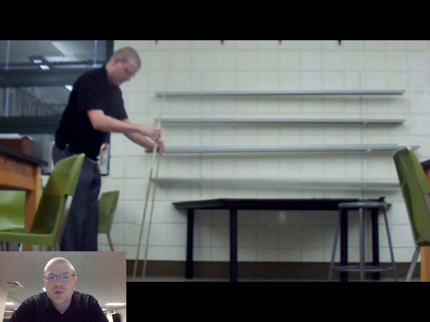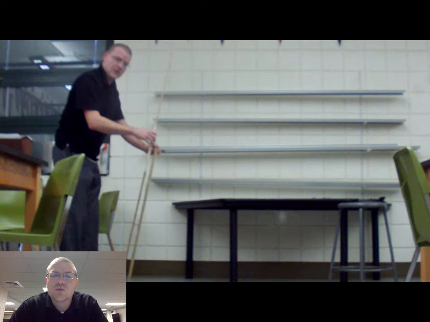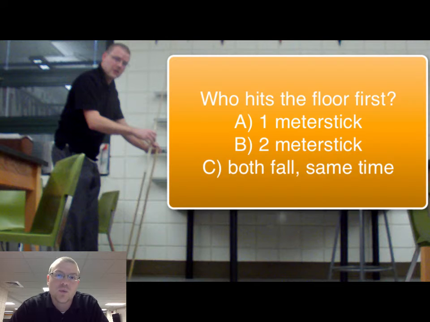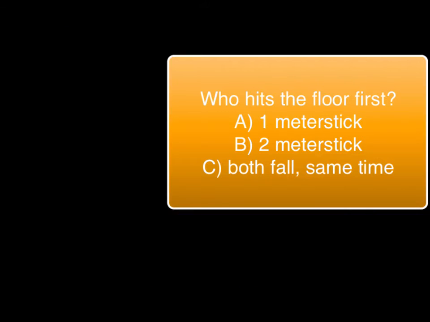What I'm going to do is allow both meter sticks to drop at the same time from the same angle, and the question is who falls to the floor fastest? Is it the 1 meter stick or is it the 2 meter stick? Make your prediction now and we'll show you the results.